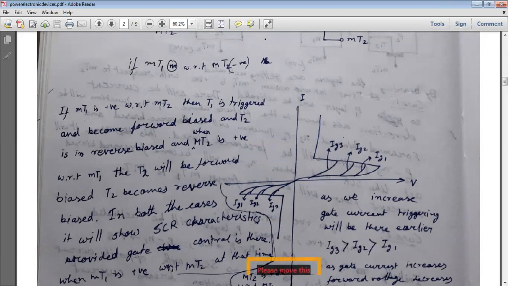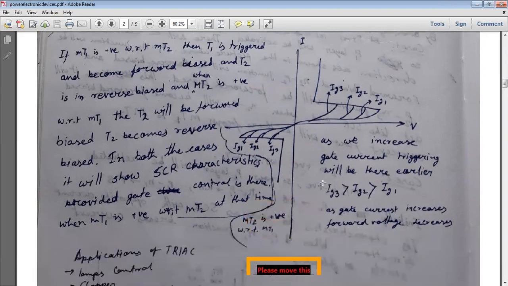Ma'am, is it used as a control element? Yes, it is used as a control element. As we increase the gate current, triggering will be there earlier. Applications of the triac are lamp control, chopper, speed control of fans, and AC phase control.